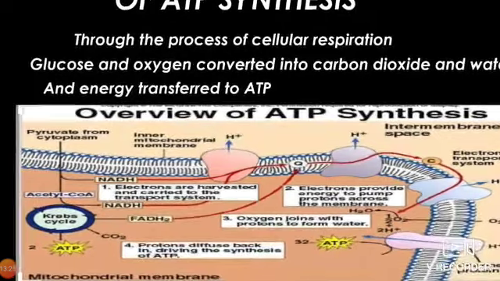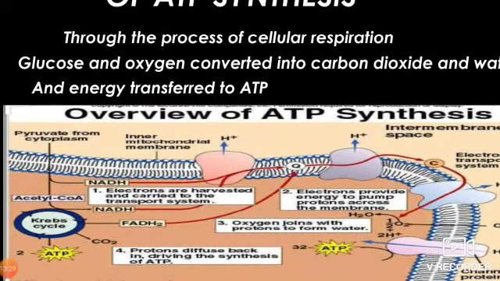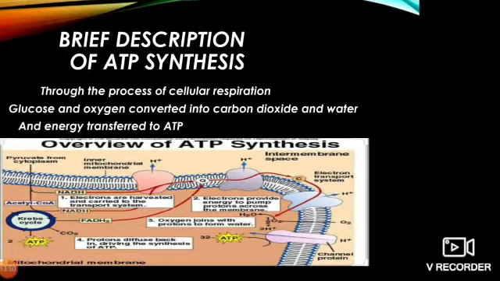An overview of ATP synthesis is: the first step is electrons are harvested and carried to a transport system, and the second step is electrons provide energy to pump protons across the membrane. The third one is oxygen joins with protons to form water, and the fourth one is protons diffuse back in, driving the synthesis of ATP.